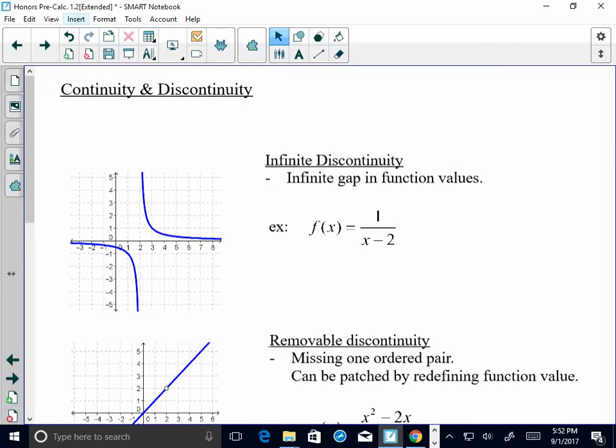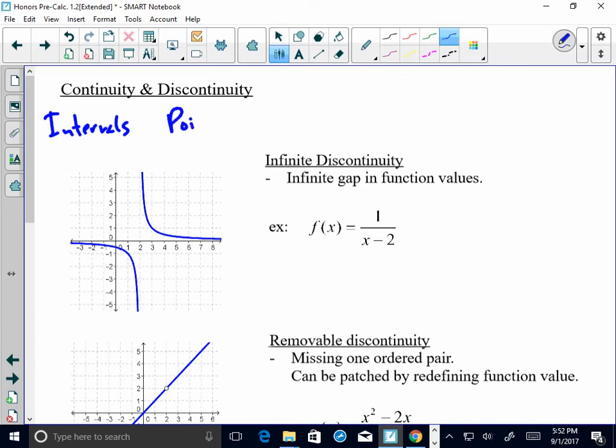All right, guys, so we're going to talk about function continuity and discontinuity here. In general, we're going to say functions are continuous on intervals of the x-axis where the ordered pairs connect, and we have points of discontinuity on the x-axis where the ordered pairs do not connect. And in general, what we want to see here is that both continuity and discontinuity are defined on the x-axis.